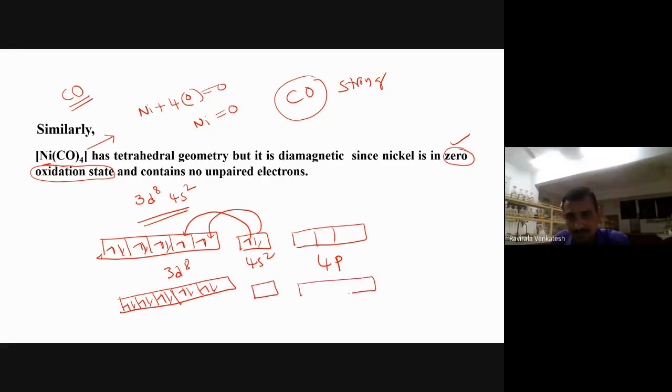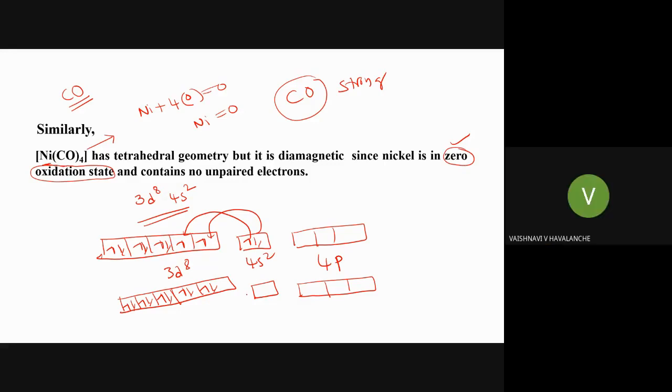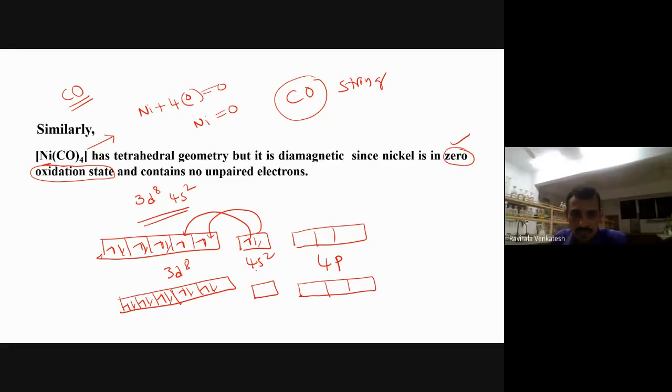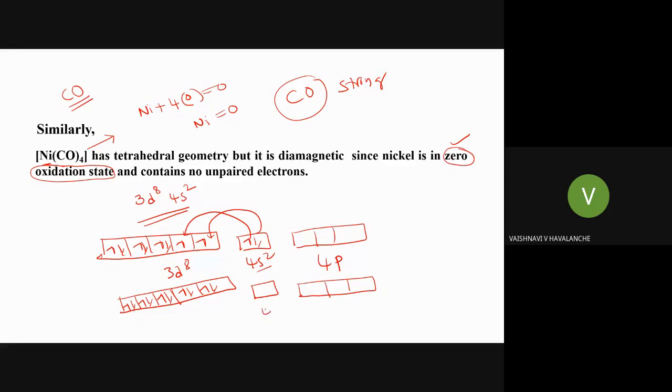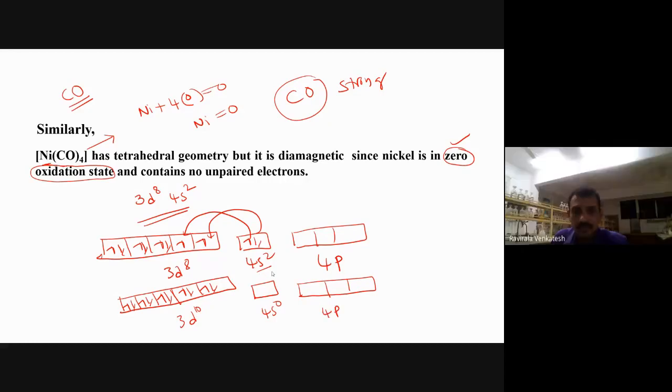Now the 4s orbital is empty. How did the 4s orbital become empty here? Anybody? Beta, how do you say the 4s is empty now? Because here 4s2 is there, but here we got 4s0. How is it possible? The electrons from 4s2 have been excited to the 3d8. Very good.